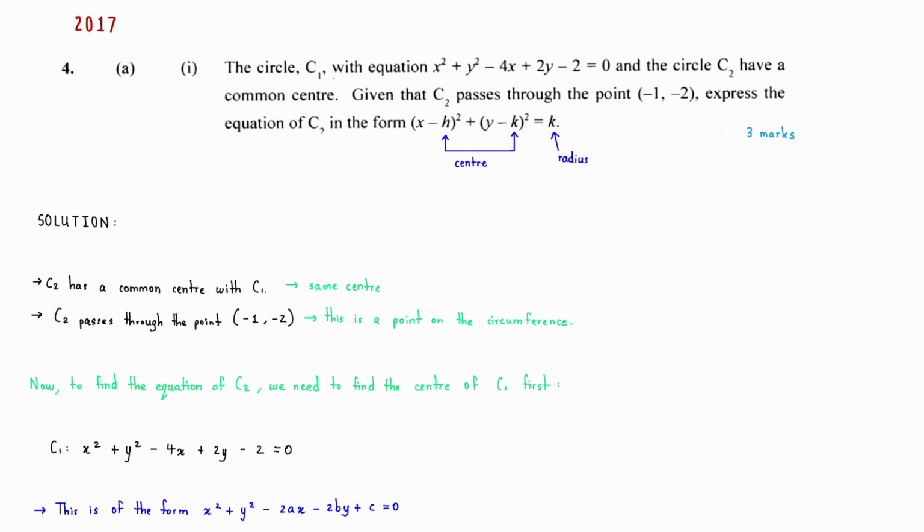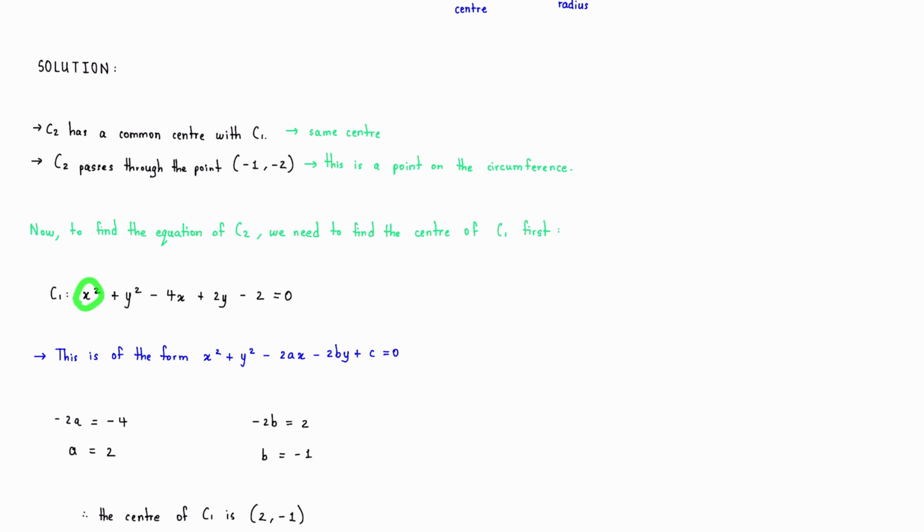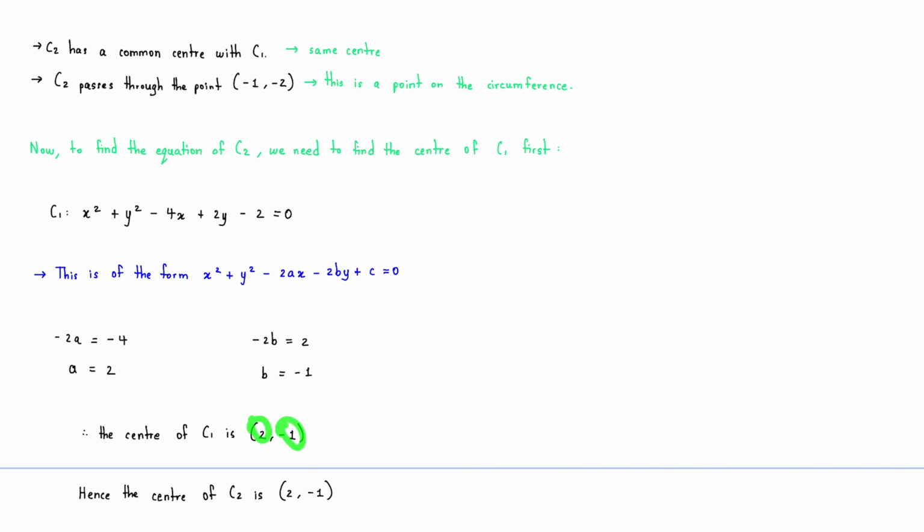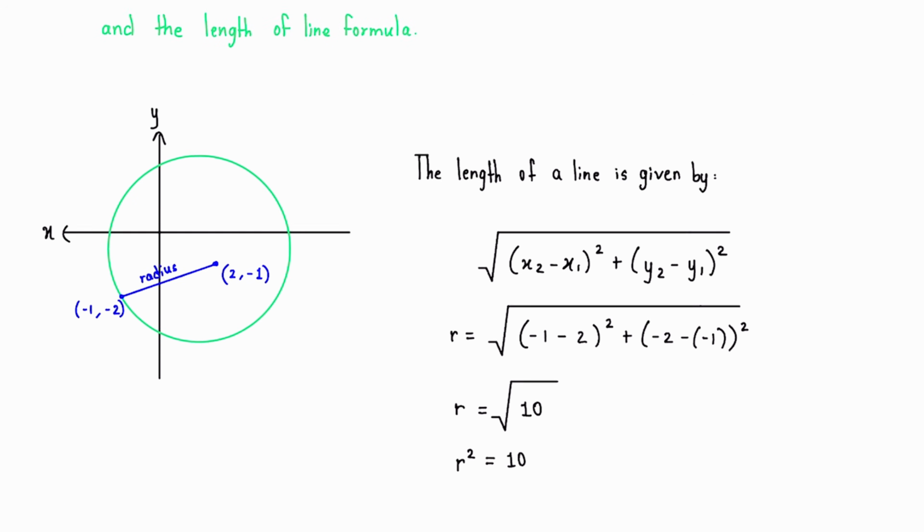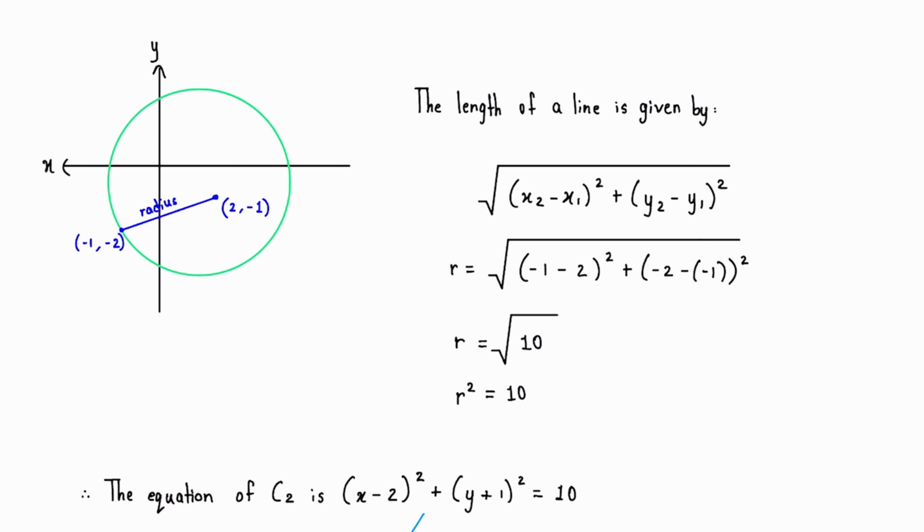So, C2 has a common center with C1. We state everything that we know first. Same center. C2 passes through the point (-1, -2). So this is a point on the circumference. Looking at the equation of C1, we find the center the same exact way we found it before. The center of C1 is (2, -1), and because of that, we know that is equal to the center of C2. Now, we need to find the radius.